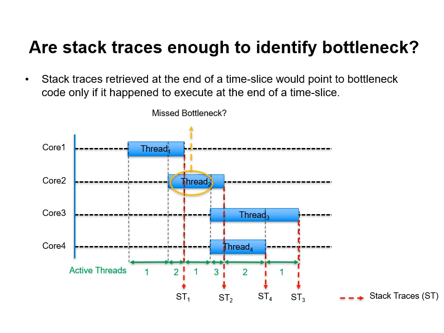This will work fine if the bottleneck code happened to execute at the end of a time slice, but this cannot be guaranteed every time. For example, as observed here, thread 2 exhibits reduced parallelism before the next stack trace retrieval opportunity.